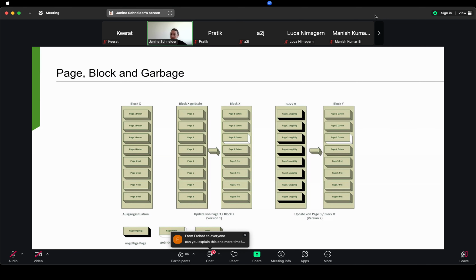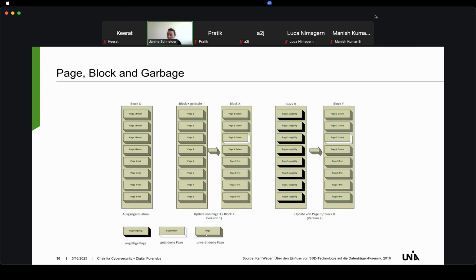Was that understandable? Okay, there's a question in the chat. You can only write on deleted pages, so simply overwriting is not possible. Or would update from 0 to 1 be possible and just 1 to 0 not possible?